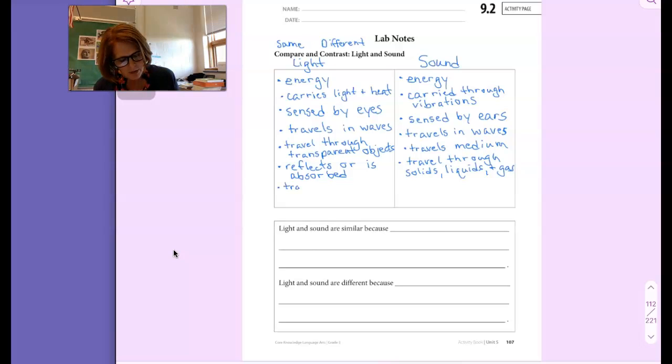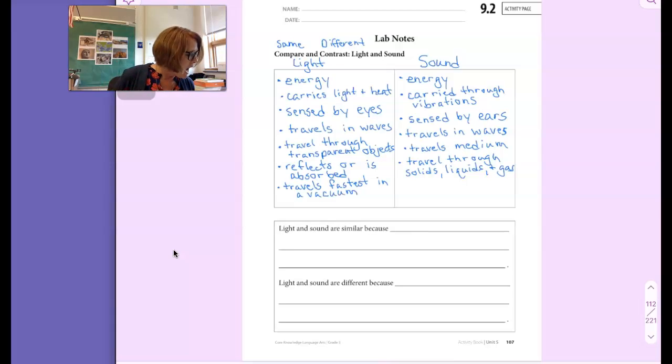And light travels fastest in a vacuum. Does anybody remember why? I have to look how to spell vacuum. I can never remember if it's two C's and two U's. It's one C and two U's. It travels fastest through a vacuum. Does anybody remember what a vacuum is? Not what you help your mom use to vacuum the house, but it's almost like a tunnel, and there's no particles. There's no dust particles, dirt particles in there.